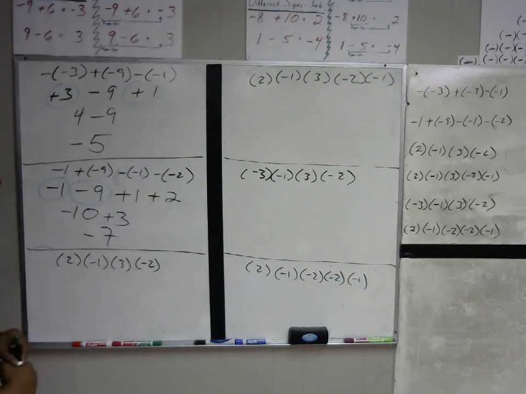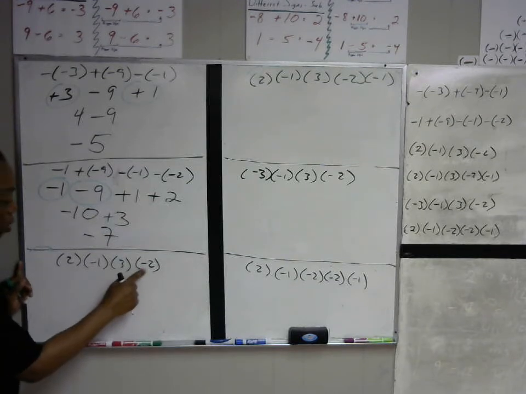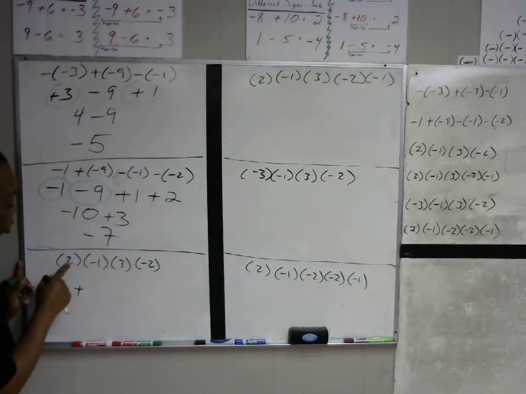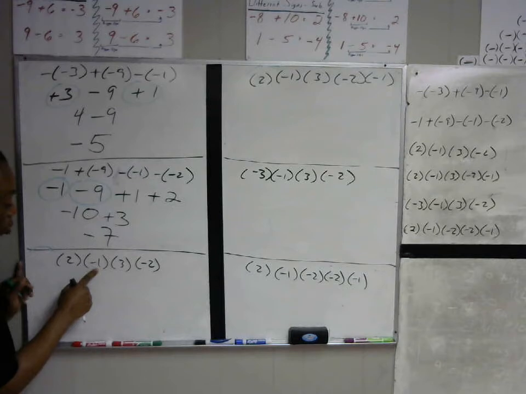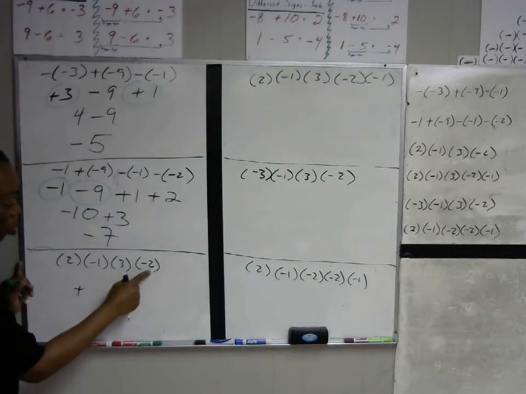Now, let's do multiplication. When you multiply and you have two negatives, negative times negative, your final answer will be positive. So multiplying this will give us positive. So 2 times 1 is 2. 2 times 3 is 6. And 6 times 2 is 12.